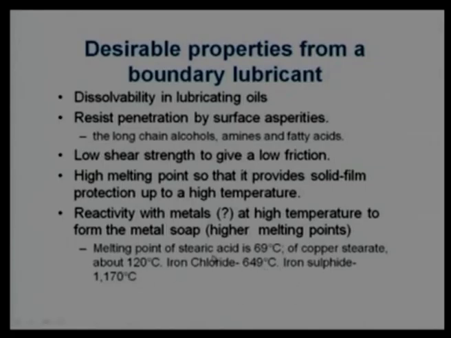This is an example, it shows stearic acid, which is a boundary additive. It has a melting point around 69 degrees centigrade when we are talking about it in its pure form, without any reaction. However, when it reacts with the copper surface to form copper stearate, it melts at 120 degrees centigrade, which is relatively higher compared to 69 degrees centigrade. Similarly, if there is chlorine available as a chemical additive which goes ahead with chemisorption, then iron chloride, which is a solid sacrificial layer, melts at a very high temperature, 649 degrees centigrade. That means this can sustain above 500 degrees centigrade temperature without failure.